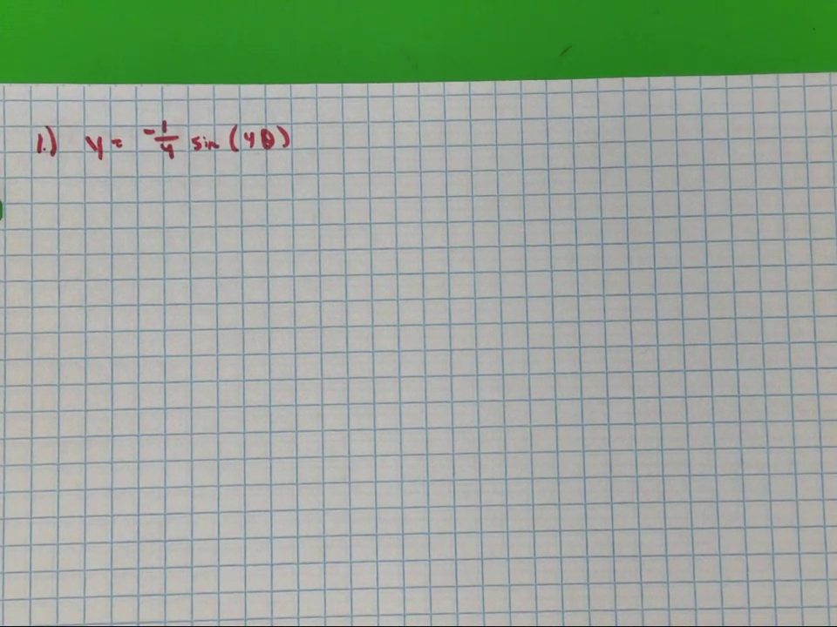Alright, looking at number 1 here. I got y equals negative 1/4 sine of 4 theta. Would I need to make a table on this one? No, because I'm not dealing with phase shift or vertical shift on this one, am I? No. Alright, so let's go through what we have here.